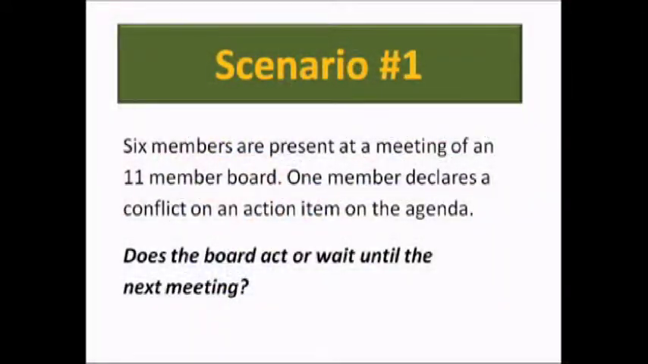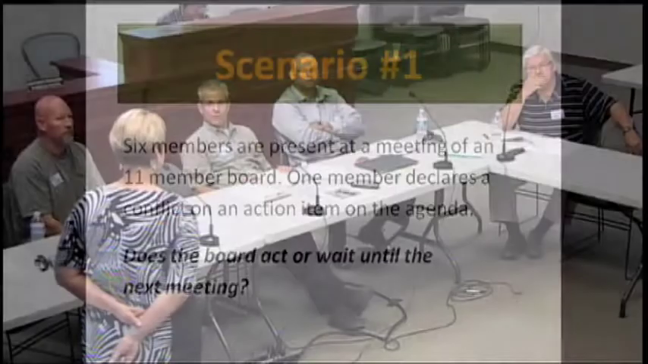Let's do one. Okay, 6 members are present at a meeting of an 11-member board. 1 member declares a conflict on an action item on the agenda. Does the board act, or do they wait until the next meeting? They wait until the next meeting. They don't have a quorum once that person. Exactly. Very good. Let's do another one.